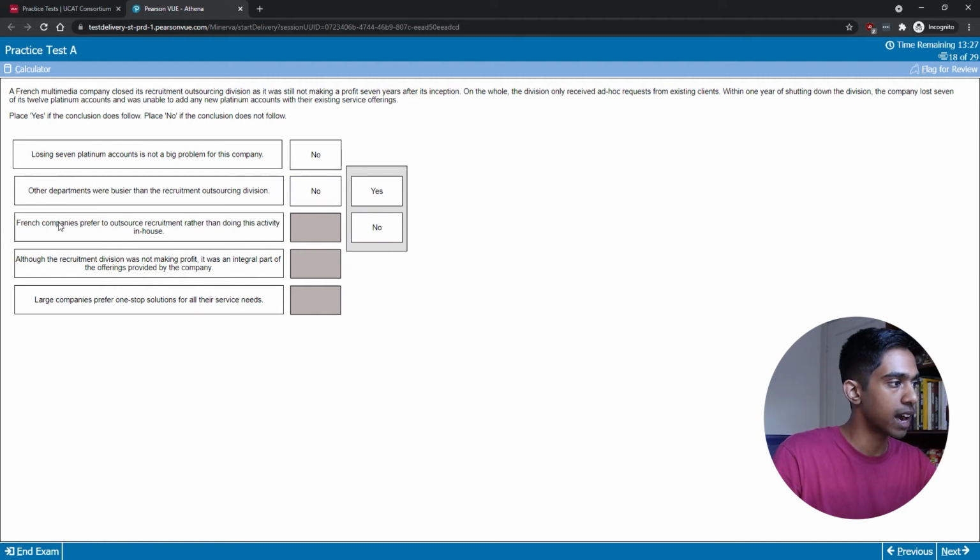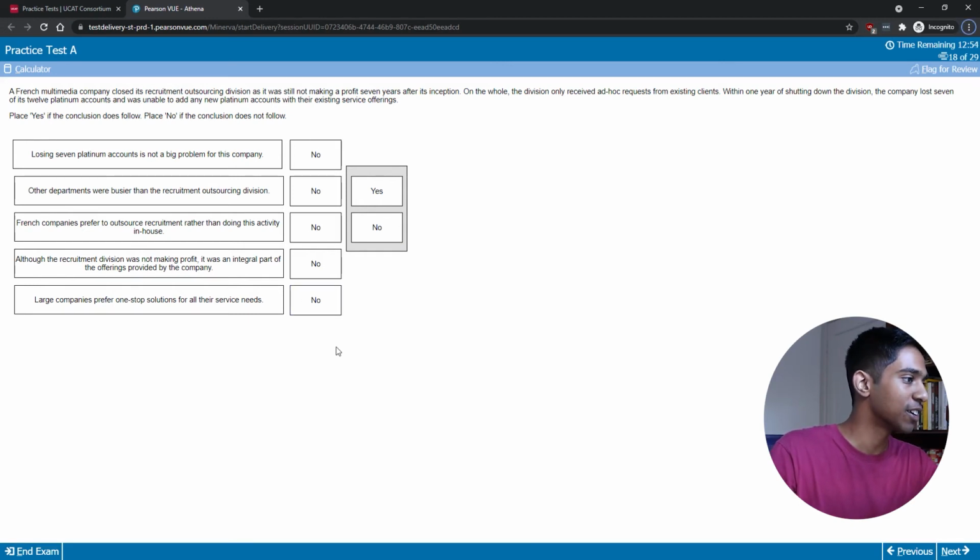French companies prefer to outsource recruitment. So there's nothing really about the preferences of French companies either. This one would be no. Although the recruitment division was not making profit, it was an integral part of the offerings provided by the company. This one, yeah, that's what I was talking about with you don't really know if these two are correlated. Just because they happen at the same time doesn't mean they're correlated. So I think this is actually no. And large companies prefer one-stop solutions for all their service needs. This one's also no, because there's nothing about the preferences of large companies. So it's no for all of them, which is interesting, but it doesn't really matter.